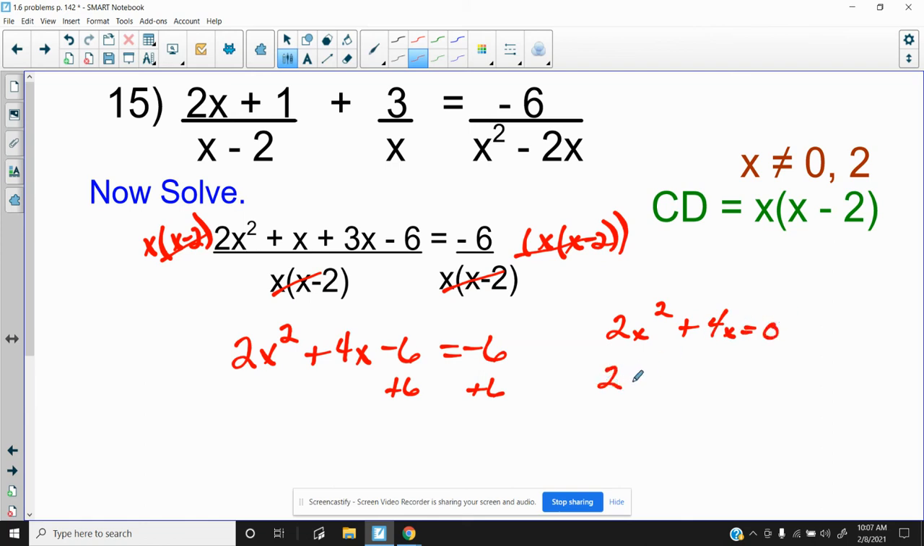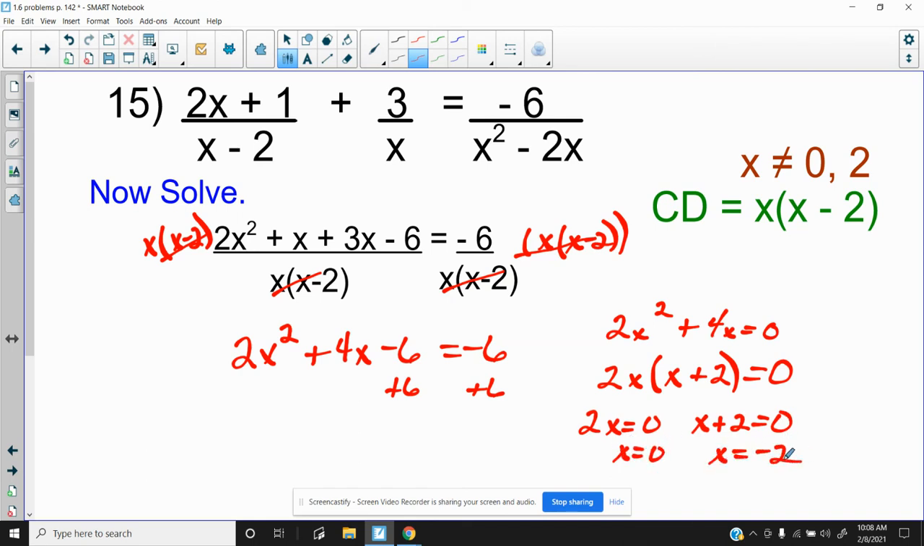Well, I'm going to factor that. I notice that I can take 2x out of both of those terms. And now I have two factors. How do I know? Because there's an x over here, and there's an x inside here. So 2x equals 0, and x plus 2 equals 0. So on the one hand, x equals 0. On the other hand, x equals -2.